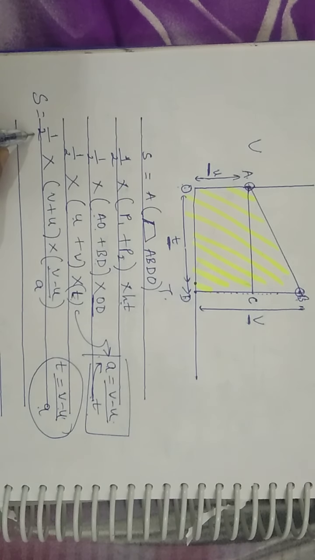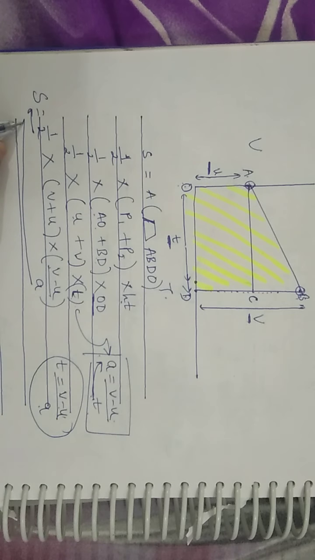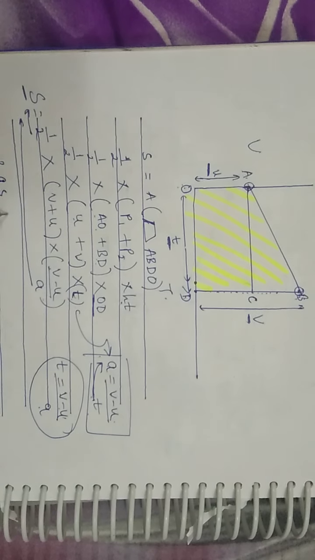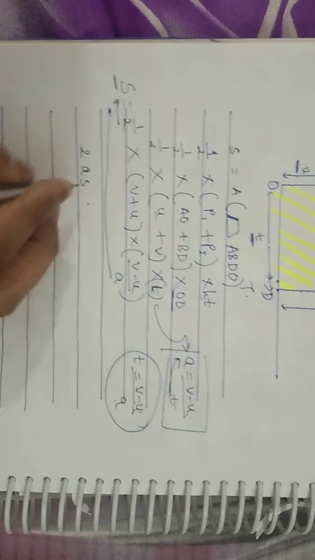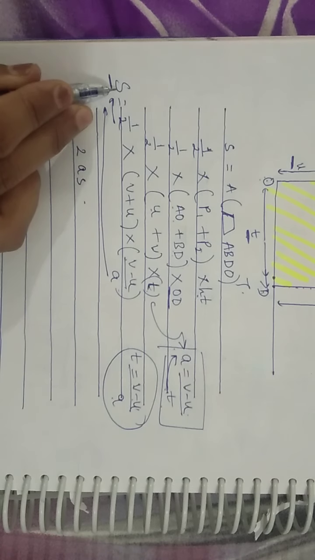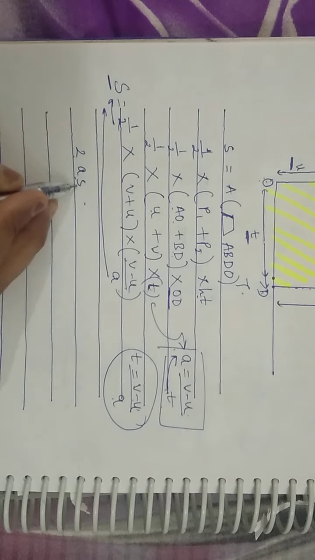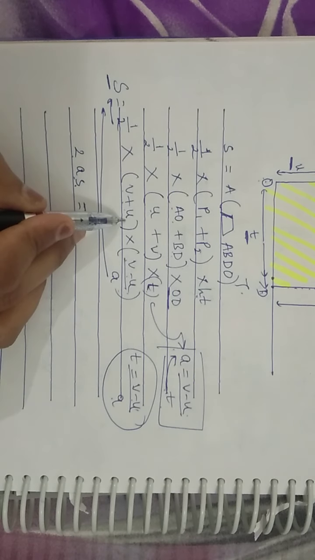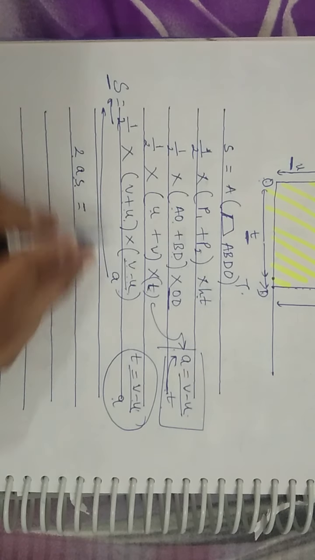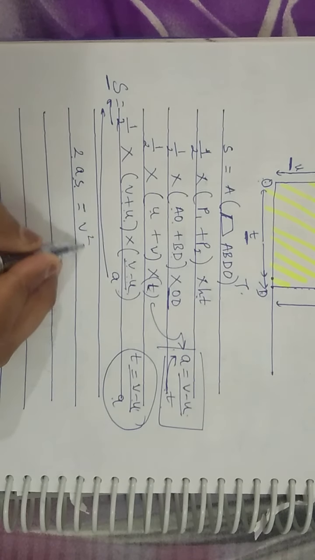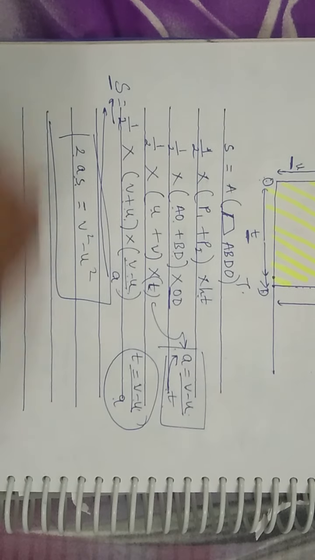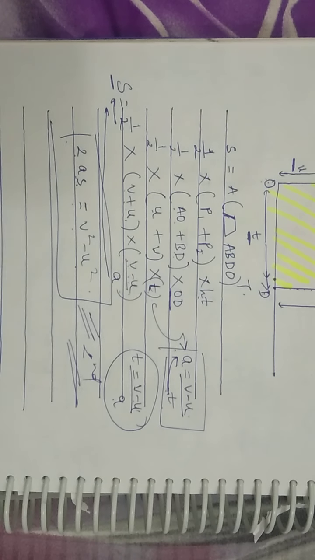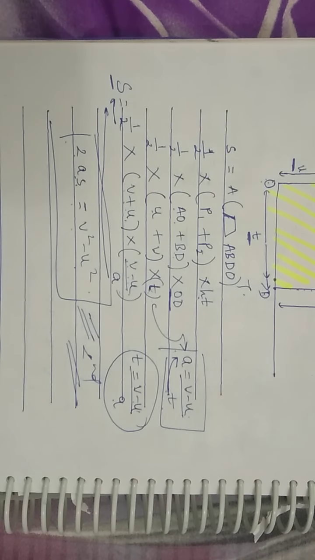you can see we can send this 2 in A onto this side. This gets multiplied by this S. So we get 2AS. Here the identity is being applied, that is A plus B and A minus B, so we get A square minus B square, that is V square minus U square. So this is your second kinematical equation, that is V square minus U square is equal to 2AS. Very simple, students. I hope it is clear.